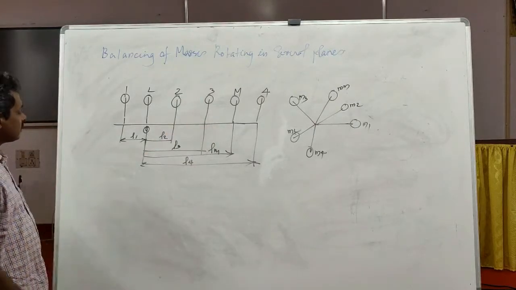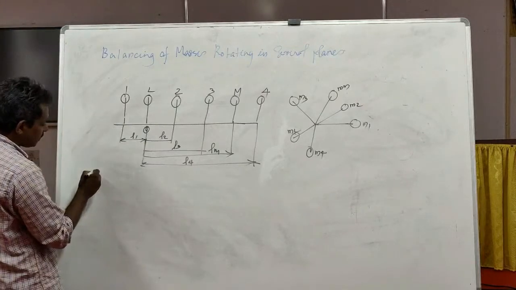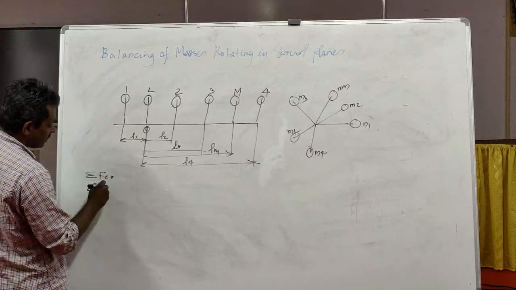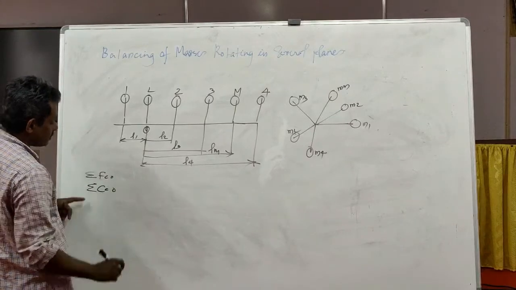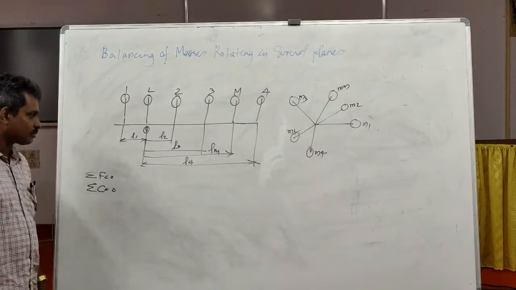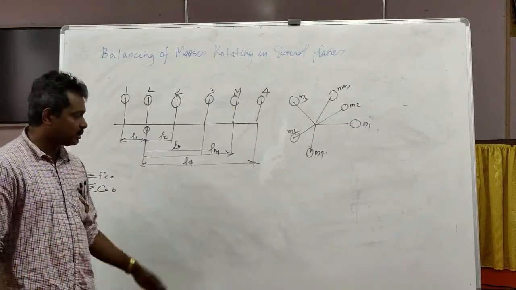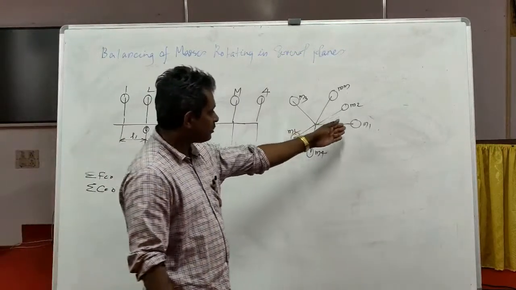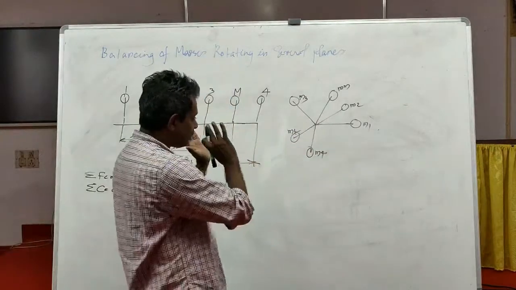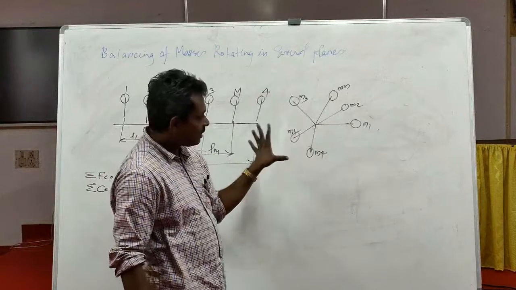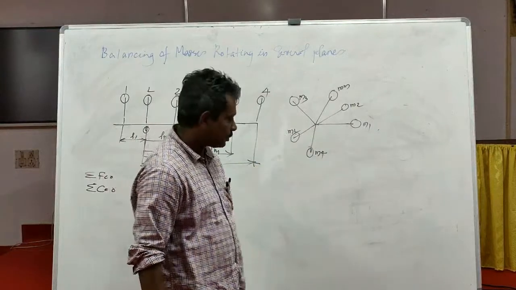So in this kind of situation, if you want to achieve perfect balancing, you would need to have sigma F equal to 0 and sigma C, the couple, equal to 0. First of all, we can easily draw the force polygon. It should be closed. It is to be balanced. So force polygon, as you see, this is the end view, side view. From this we can easily draw the angular orientation and complete the force polygon.